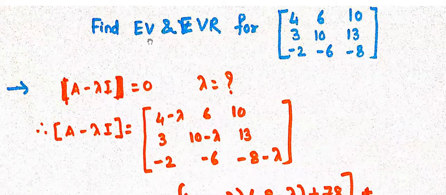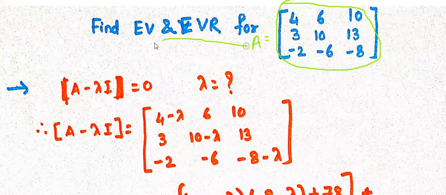Find EV, that is eigenvalues, and EVR, that is, let's say, the eigenvector for the matrix [4 6 10; 3 10 13; -2 -6 -8]. The order for this matrix is 3 by 3. So here the matrix is nothing but A. Let's say this is the matrix A equal to, the matrix we are having.